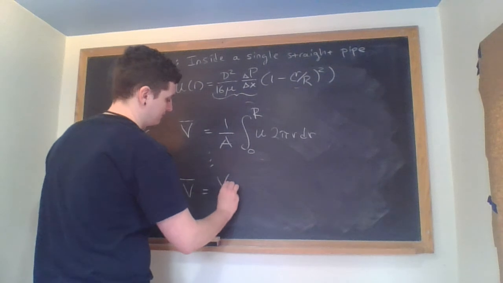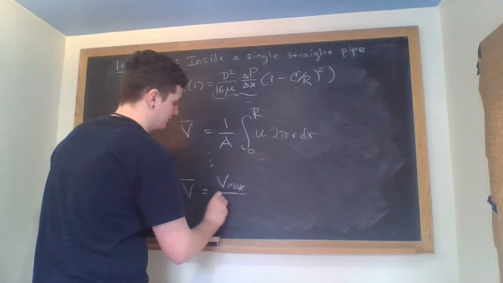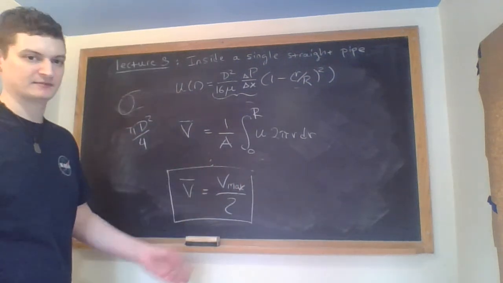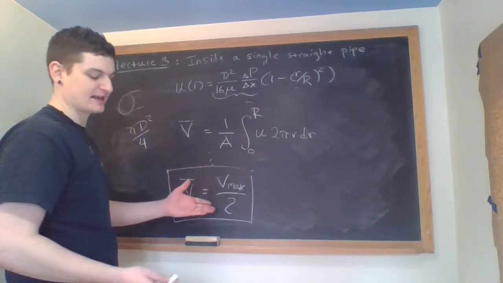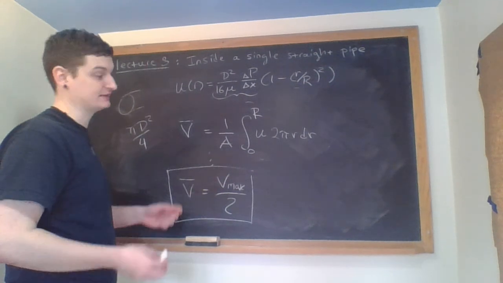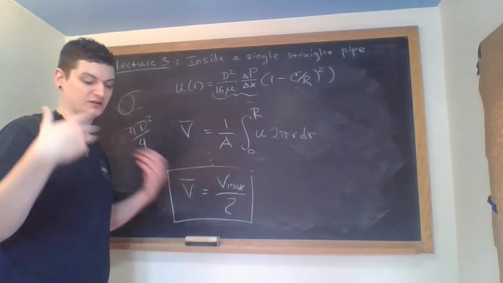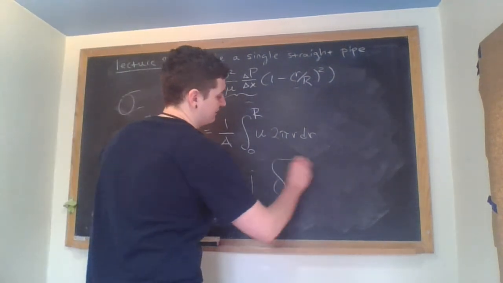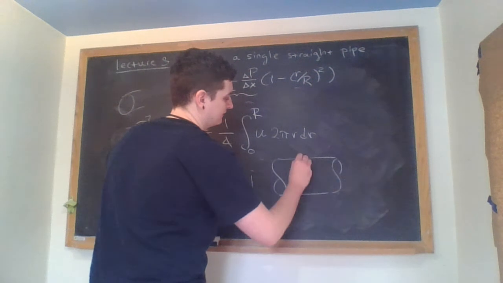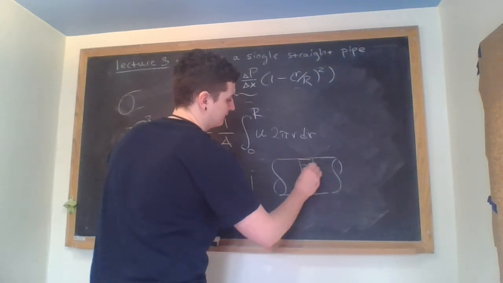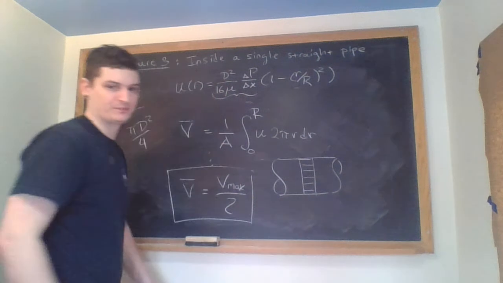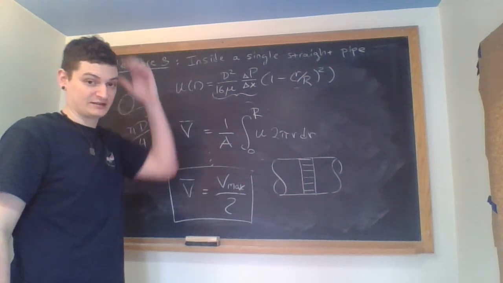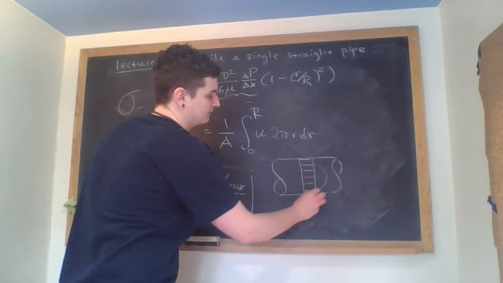What do you get? You get that it's half the maximum velocity. But it doesn't matter that it's half, it just matters that you can figure out what this V bar is. And that's what we're going to use a lot throughout the rest, because theoretically, we need it to be the case that we're just considering a constant velocity profile, not a curved one.